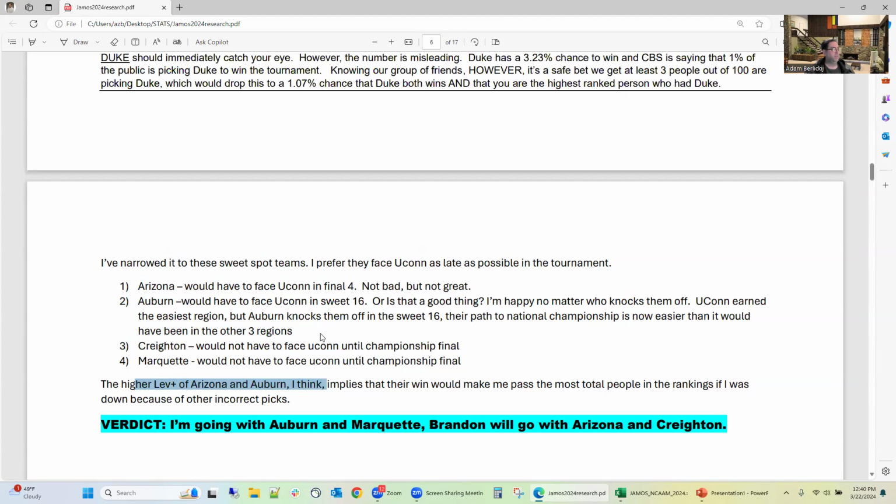I decided, since I'm entering two brackets and my son is entering two brackets, we'll hedge our bets. I'm gonna go with Auburn and Marquette, and he's gonna take Arizona and Creighton. We'll just sprinkle it that way. This way, one of us is most likely to win.